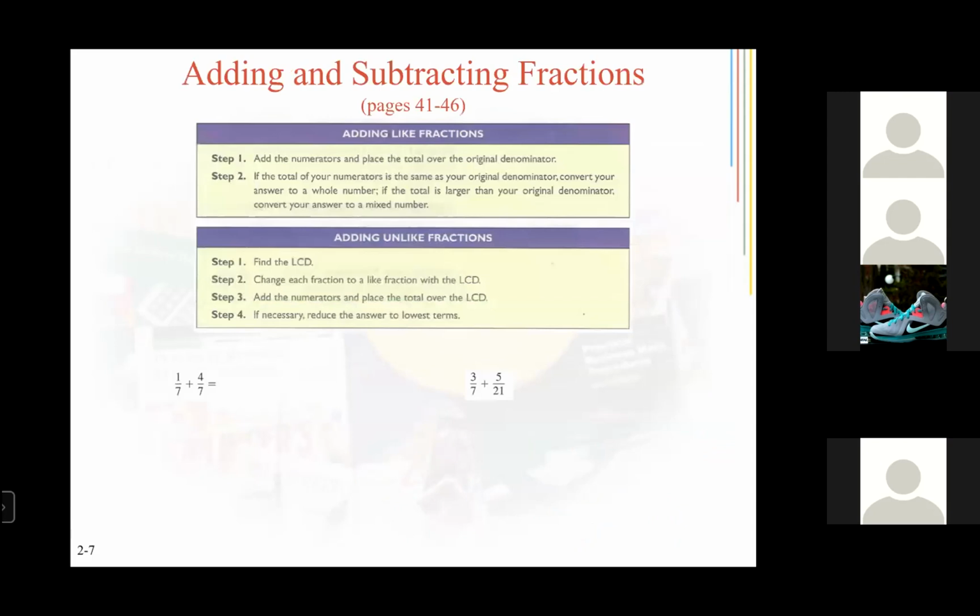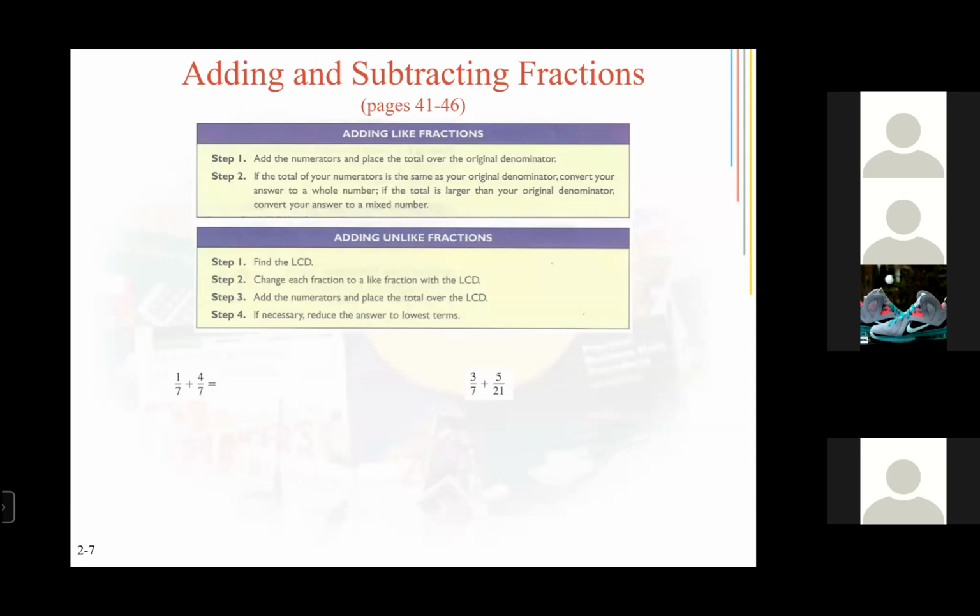So this brings us now to the addition of fractions. And it mentions here like and unlike fractions. What's the difference between the like and unlike fractions? What makes fractions like? What makes them unlike? The denominator. Okay, so what about the denominator for like fractions?